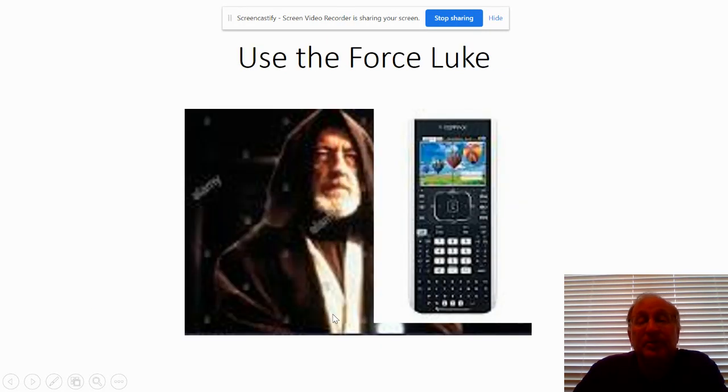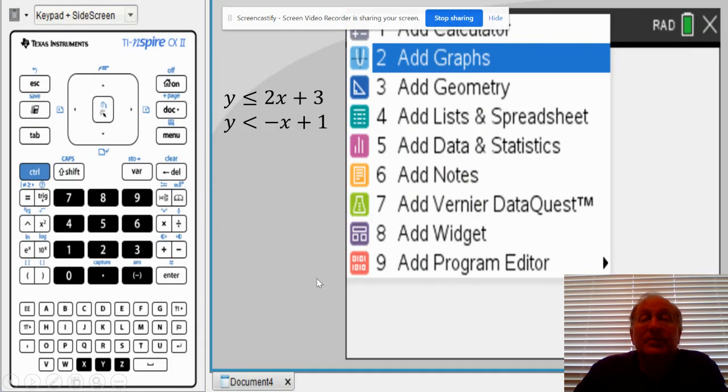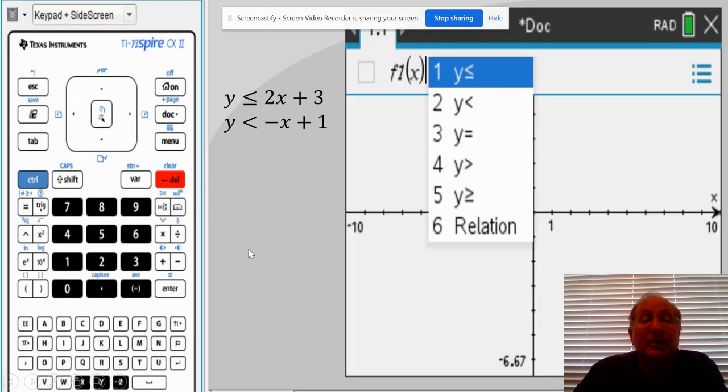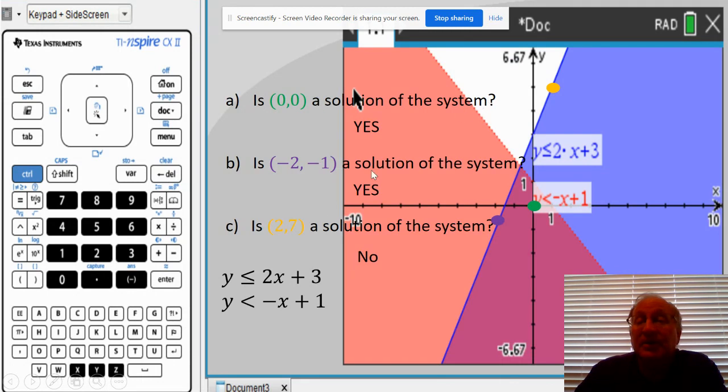Now, if I want to do it with the calculator, I would simply go up here to add graphs. I would make sure to hit the delete to go back to my relation function, and then I can choose the one of these that I want. In this case, it would be option 1, and I would type the equation in, and then I would do it again to type in the second one, and it graphs them both for me.